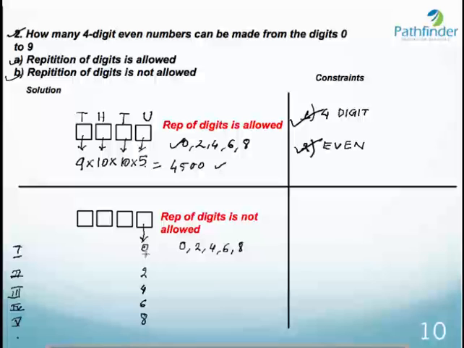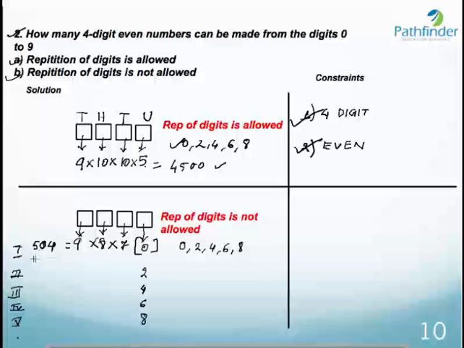So now when the units place is 0, how many digits can be placed at the thousandth place? We have 9 available digits, and any of these 9 digits can be placed at the thousandth place. So we have 9 digits which can be placed at the thousandth place. At the hundredth place, we have 8 digits, and at the tenth place, we have only 7 digits. So how many numbers in all? 9 into 8 into 7, which gives us 504.